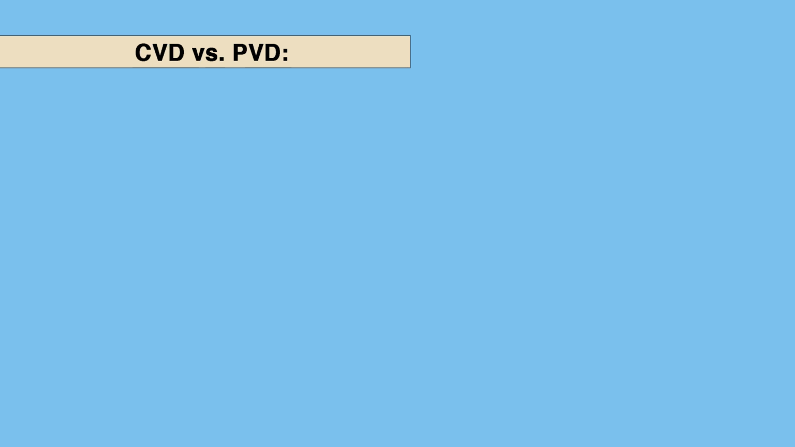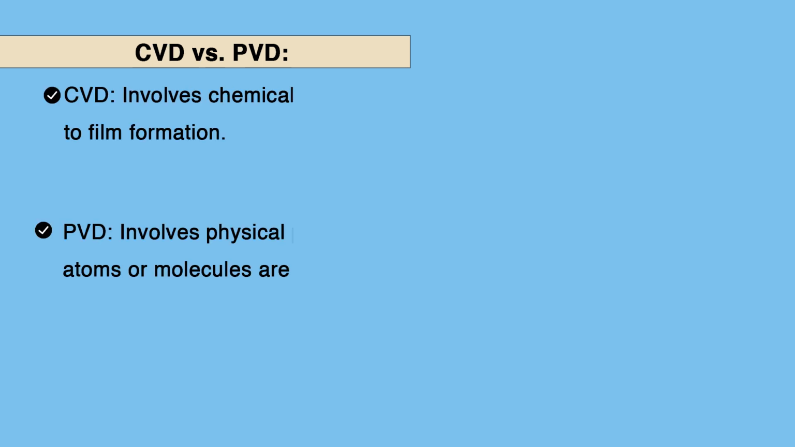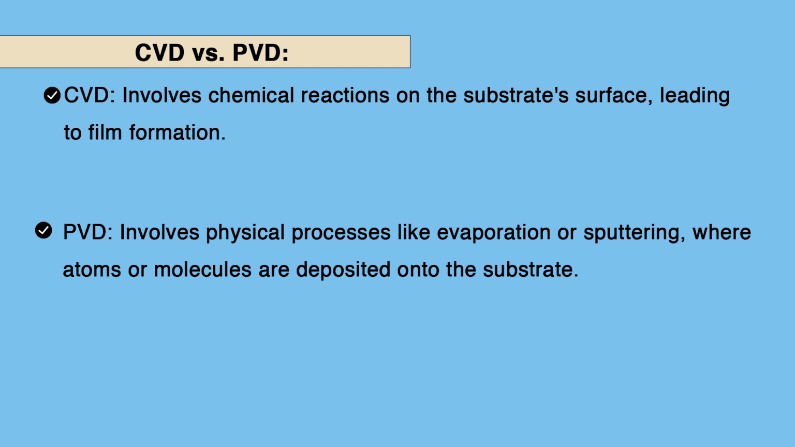What are the differences between CVD and PVD? CVD involves chemical reactions on the substrate surface leading to film formation. PVD involves a physical process like evaporation and sputtering, where atoms or molecules are deposited onto the substrate.